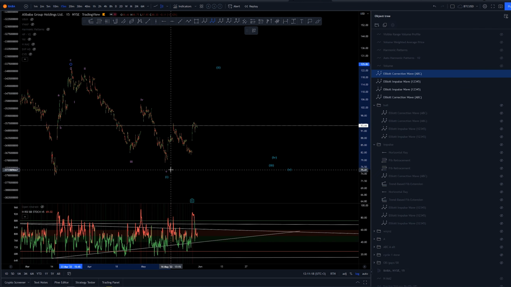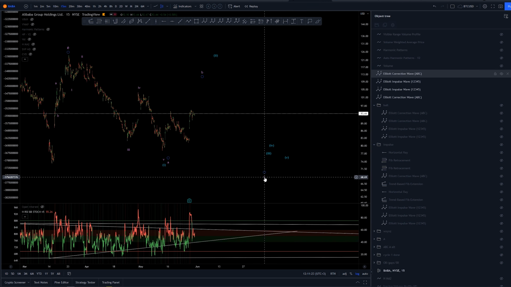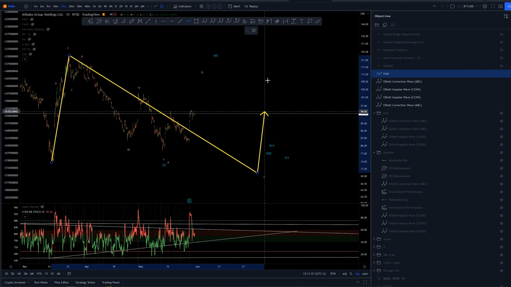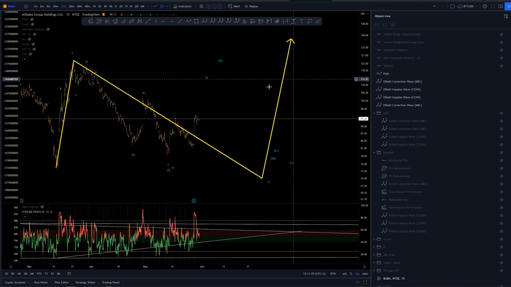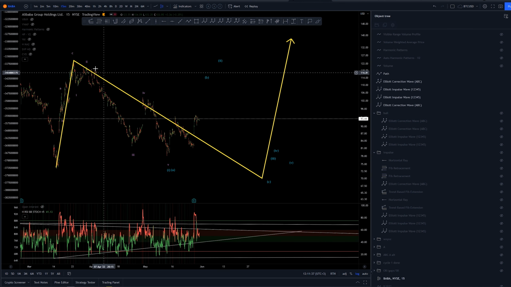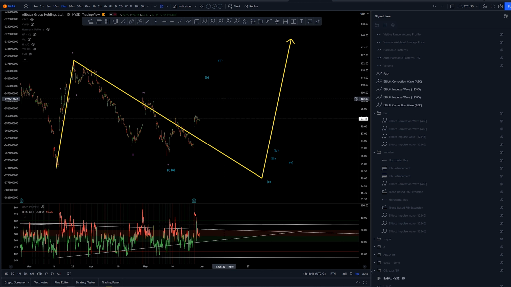So this would be an A, B, and C, and depending again on how low this goes, we could still have something like this, as an expanded flat structure, if this is indeed an ABC structure in the middle. But yeah, there's plenty of options and plenty of decision making if you want to take longs.